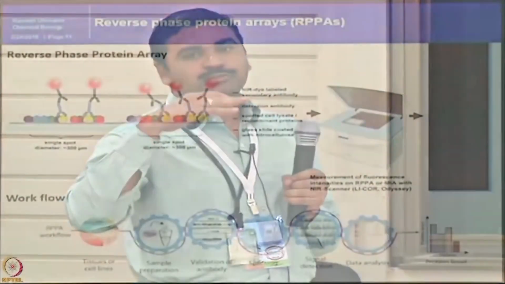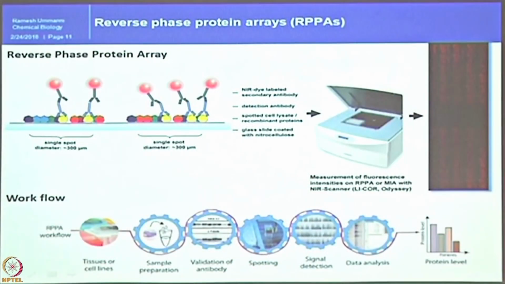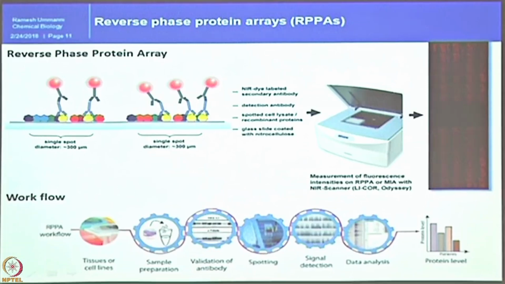Then here I would like to highlight how the array looks once you print. You can see a glass slide coated with nitrocellulose, with these spotted lysates, which can be recombinant proteins or total protein lysates. Here is a detection antibody and a near infrared dye labeled secondary antibody. It is the same simple Western blotting approach explained to a plus-two standard student. Okay. Advantage: single spot diameter is 300 micrometer. That is why you can accommodate more samples on a slide. Then you can perform the array and you will get the signals like this.